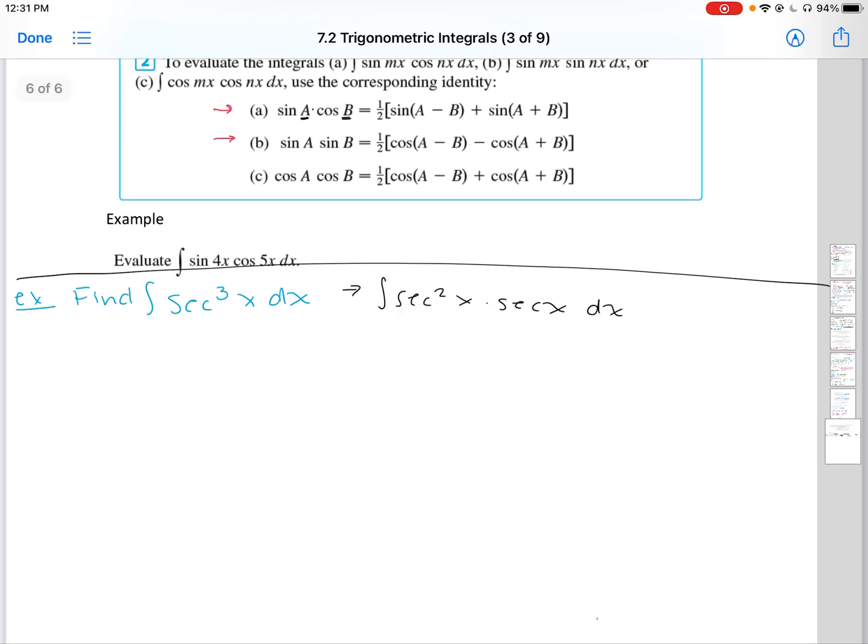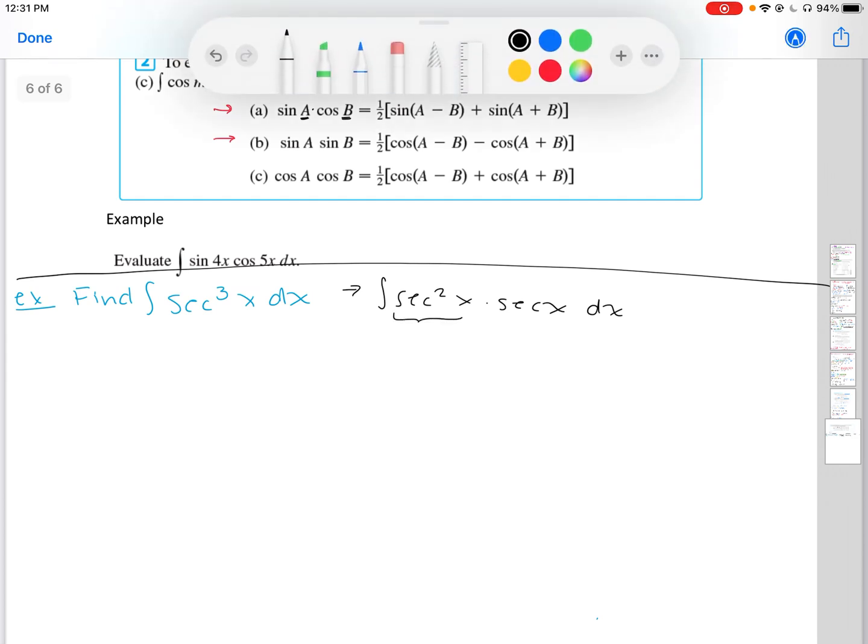All right, we do this so we can replace this with 1 minus tangent squared. As you work this out, you would see it wouldn't be really helpful, but we have two different arguments being multiplied, so we can continue by integration by parts.